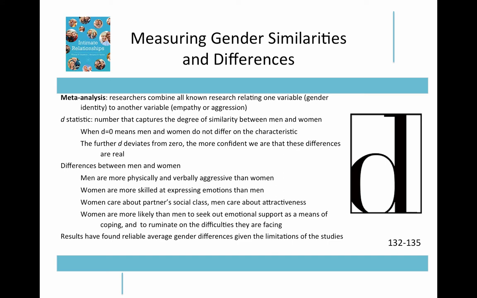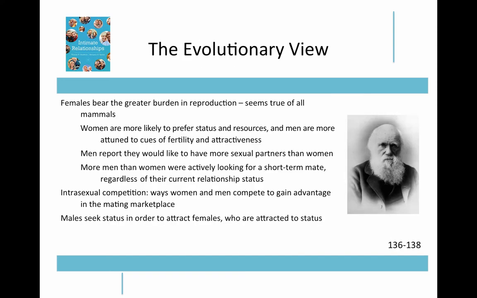And that women are more likely than men to seek out emotional support as a means of coping and to ruminate on the difficulties they're facing. This is thought to account for the greater incidence of depression in women. They're more likely to ruminate, that's when you think about things that have happened and you relive conversations over and over again, thinking how they could have gone differently, living in the past rather than moving forward in the future. And results have found reliable gender differences given the limitations of these studies, which are enormous.